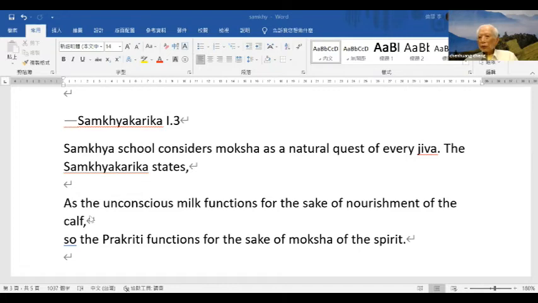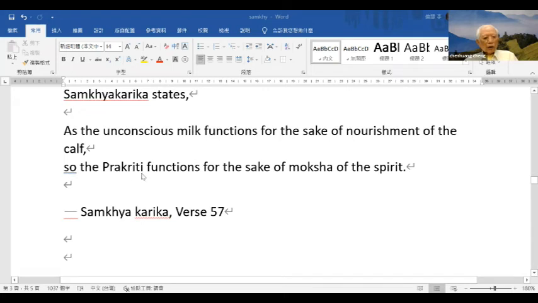The calf is a kind of animal, a kind of sentient being, and milk is an insentient being. In the same case, the Prakriti functions for the sake of moksha of the spirit. The Prakriti is unconscious, but it has the function for the liberation of the spirit.